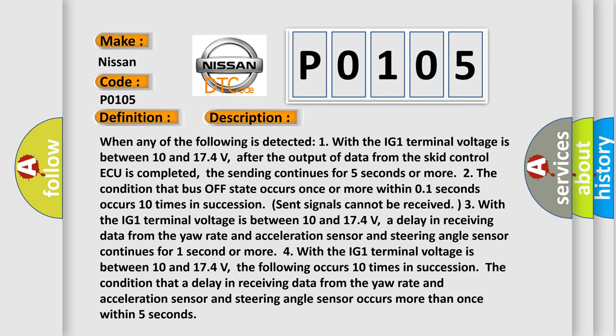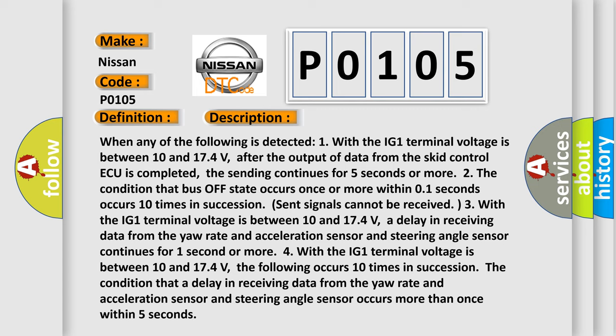When any of the following is detected: 1, with the IG1 terminal voltage between 10 and 17.4 volts, after the output of data from the skid control is completed, the sending continues for 5 seconds or more. 2, the condition that bus off state occurs once or more within 0.1 seconds occurs 10 times in succession. Send signals cannot be received.